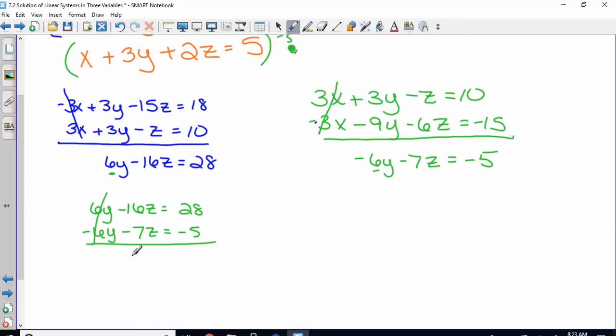So 6y and negative 6y cancel. Negative 16 and negative 7 is negative 23z equals 23. Divide by negative 23 and you get negative 1. Now we just have to work backwards. So to find y, plug that into one of your equations with two variables. So if I just plugged it in there.